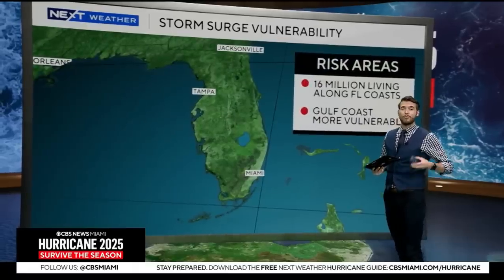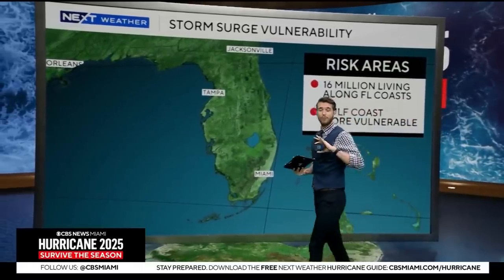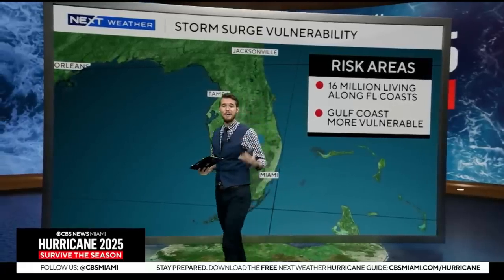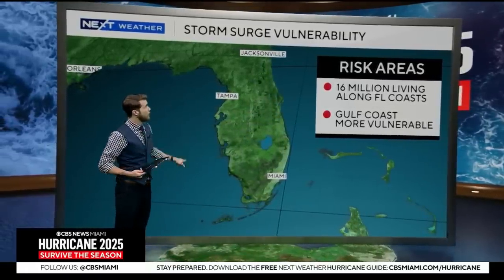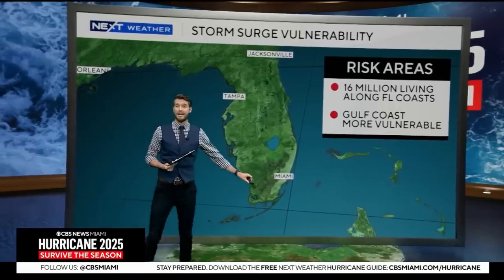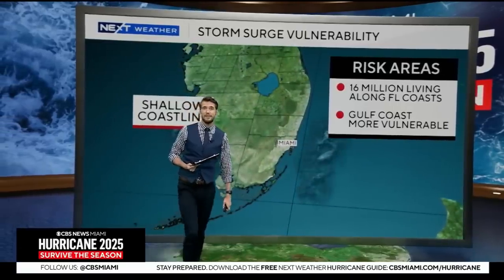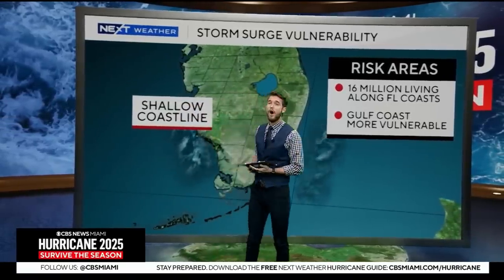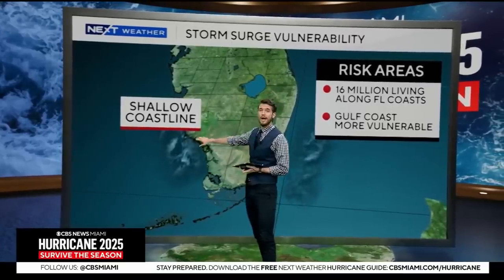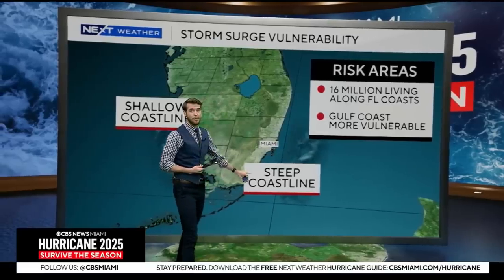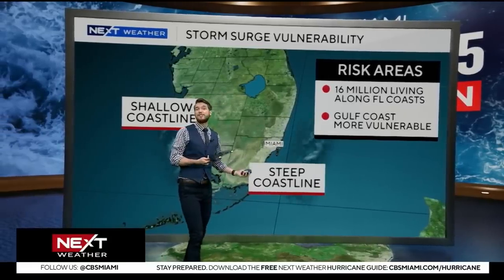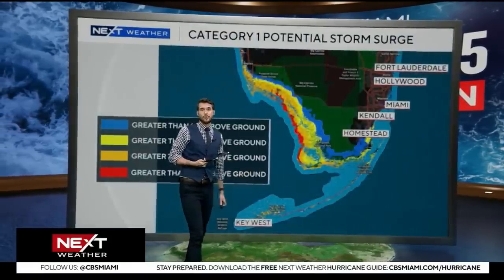Now let's talk about the risk areas. Throughout our Florida coastlines, we have 16 million people living along the coastline themselves. Now, the Gulf Coast is actually more vulnerable than we are here in southeast Florida, and the reason for that is the coastline itself. On the Gulf Coast side, the coastline is more shallow, but on the southeastern edge of Florida, we have a steeper coastline, which is actually less favorable for higher storm surge heights.